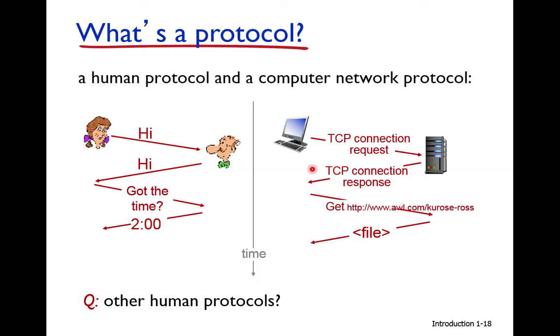Now this desktop machine is sending a GET request, which means that it needs this file. When it is received by the server, the server will send the file. So the protocol defines the message order. For example, when you establish a connection, you first have to send the TCP connection request. So this is the order of the messages: first the connection request message will be sent, and then the connection response message will be sent.